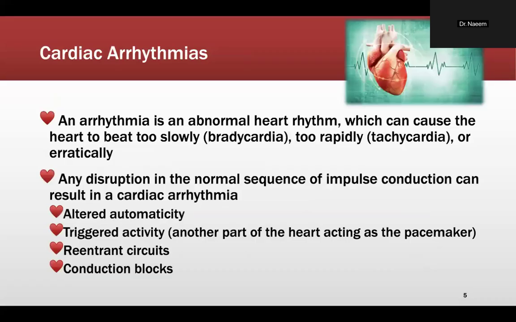So getting right into it, to define arrhythmias: an arrhythmia is an abnormal heart rhythm, which can cause the heart to beat too slowly, too rapidly, or erratically. Too slowly is bradycardia, too rapidly is tachycardia, and erratically means all over the place with extreme fluctuations. Any disruption in the normal sequence of conduction can result in a cardiac arrhythmia, which could lead to the following abnormalities: automaticity, triggered activity, reentrant circuits, and conduction blocks. Those are further complications that can result from arrhythmias.